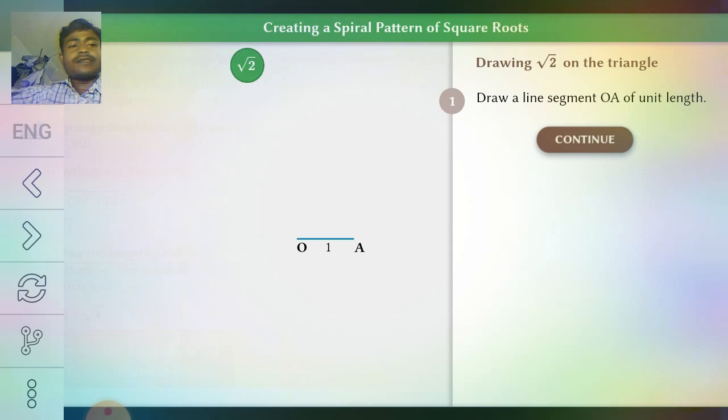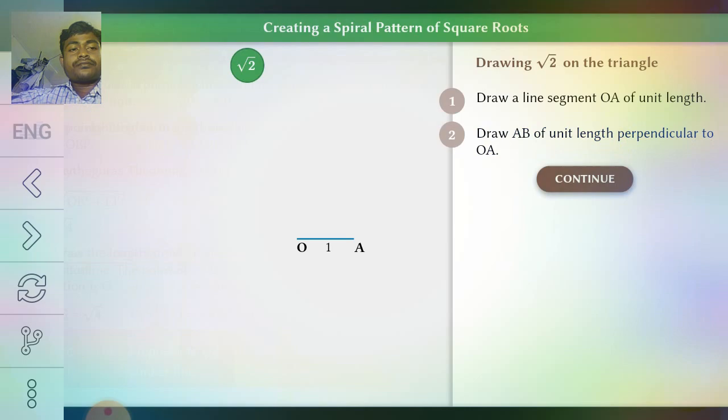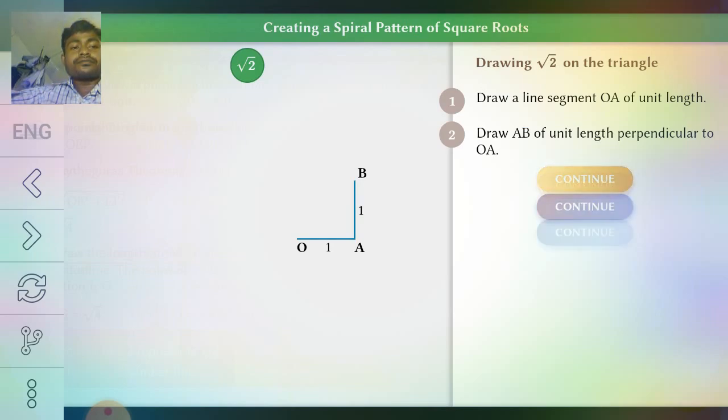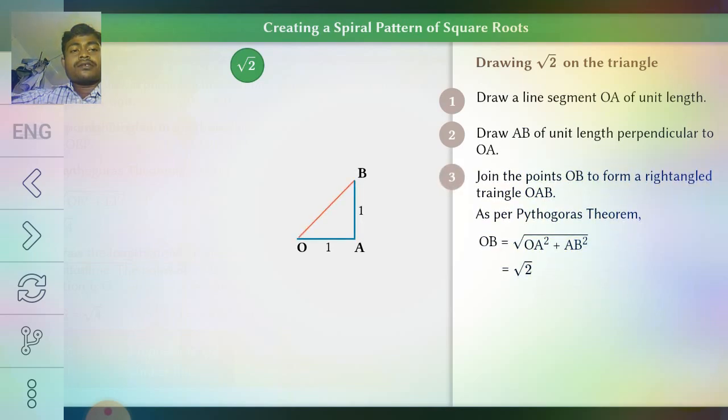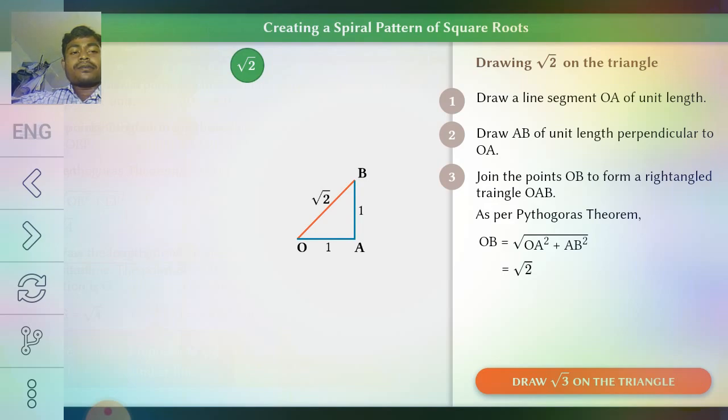First of all, draw a line segment OA of unit length, then draw AB of unit length perpendicular to OA, then join the points OB to form a right-angled triangle OAB. As per the Pythagoras theorem, OB equals the square root of OA squared plus AB squared, which equals root 2.